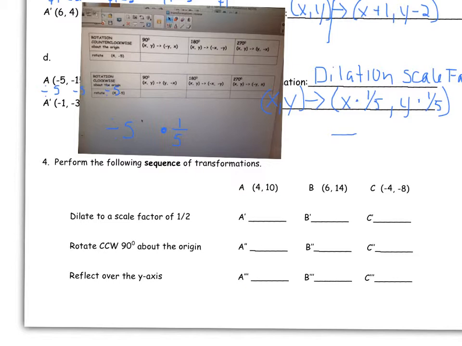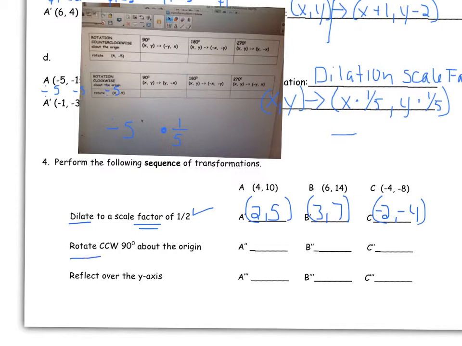and changing it again. So the first one is easy. As long as you remember, when you dilate, you multiply. Factor means multiply by 1/2. So you're taking 1/2. So 1/2 of 4 is 2, 1/2 of 10 is 5. So that's all you're doing to get your new ordered pairs. Easy, easy. So we're done with that transformation.